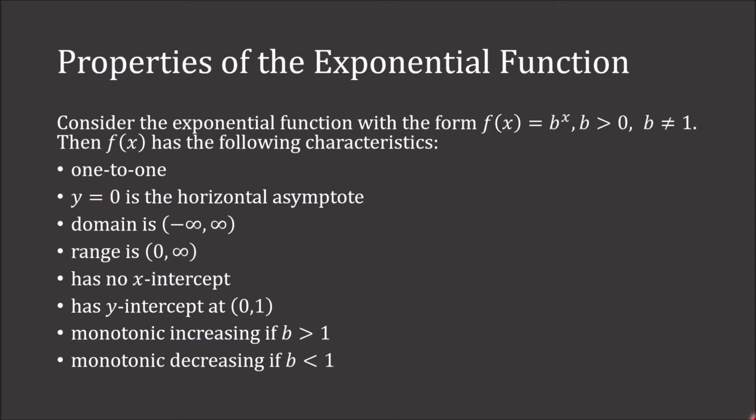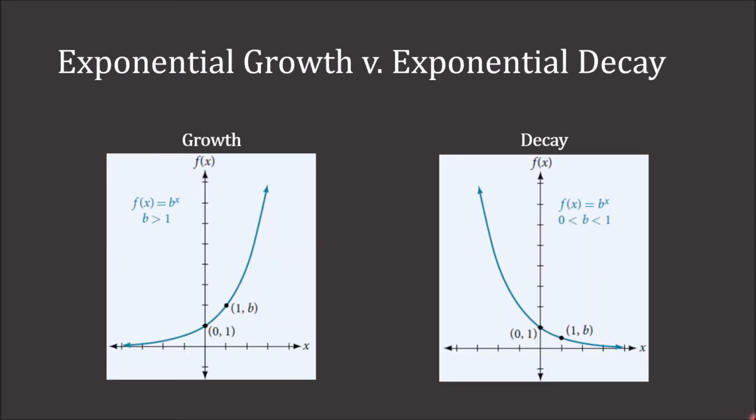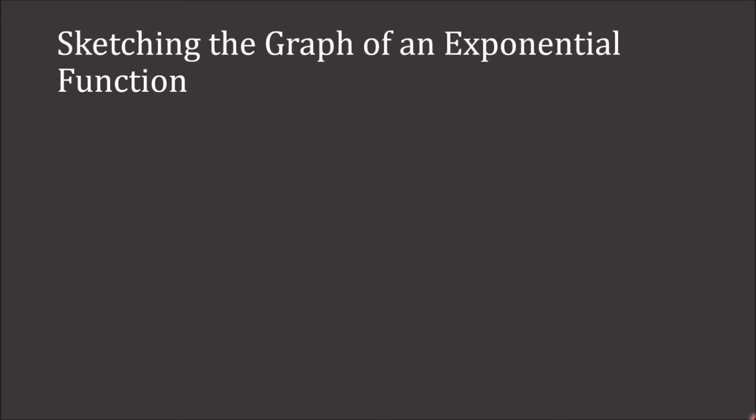Well, this is the difference between growth and decay. Growth is increasing. Decay is decreasing. So we have growth whenever b is greater than 1, and we have decay whenever b is less than 1. So now to sketch the graph of an exponential function, first create a table of points.